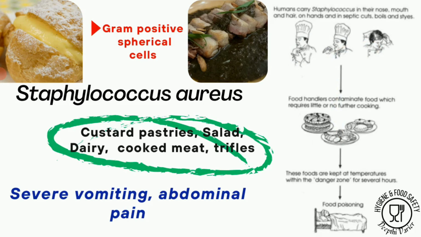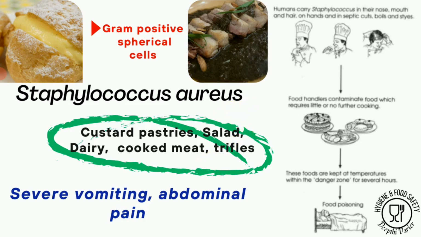And foods which are not further cooked, which are served directly or served cold, those are the ones commonly associated with staphylococcal infection. What happens here is the organism produces a toxin called an enterotoxin, which causes symptoms such as severe vomiting and abdominal pain. Usually this disease is self-recovering, so we'll recover on our own. It's just that there will be severe vomiting, stomach pain, and there may be diarrhea as well. So these are the symptoms associated with staphylococcus infection.